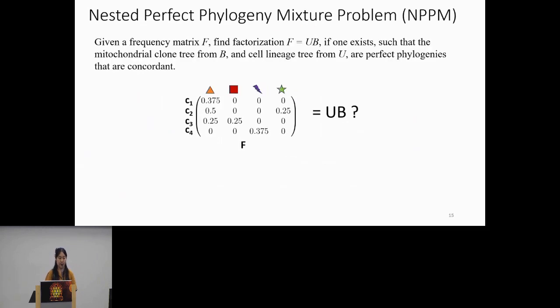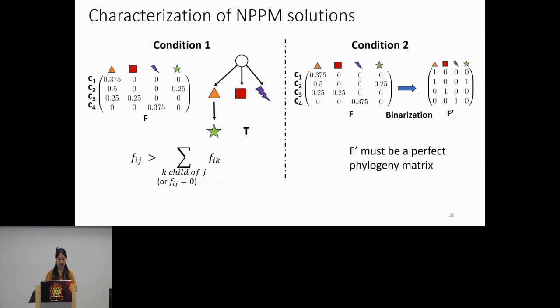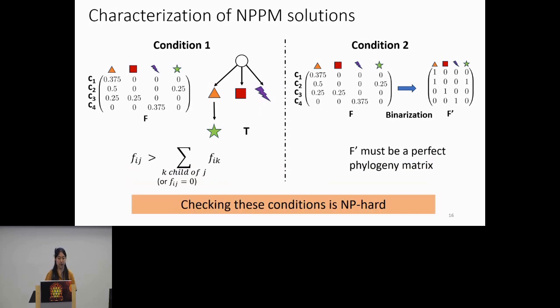Now we have formalized this problem, nested perfect phylogeny mixture, and we want to know which frequency matrices admit a solution to this problem, or do all frequency matrices do? In our paper, we characterized conditions for a frequency matrix F to admit a solution to the NPPM problem. These two conditions are necessary and sufficient, and we also show in our paper that checking this condition is NP-hard.